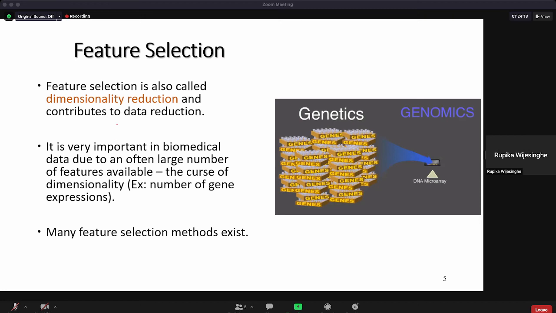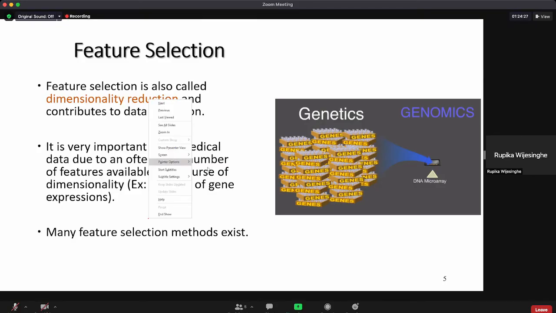Feature selection is also called dimensionality reduction. Right? Feature selection, also called dimensionality reduction, contributes to data reduction in the end. It is very important in biomedical data due to the often large number of features available, the curse of dimensionality, for example, the number of gene expressions. So there are many feature selection methods.